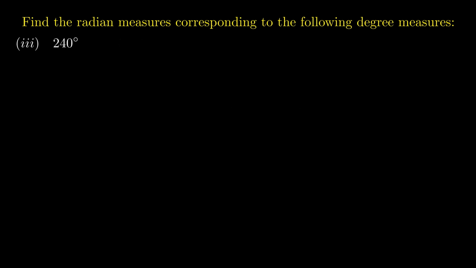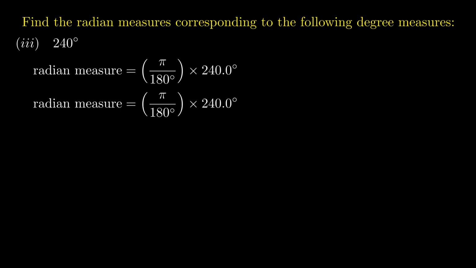Okay, let's convert 240 degrees into radian measure. Let's write down the formula for radian measure. So pi over 180 times 240 degrees here. So 240 and 180 can be divided by 60. 3 times 60 is 180 and 4 times 60 is 240. So let me do the appropriate cancellation. So the final answer is 4 pi by 3.